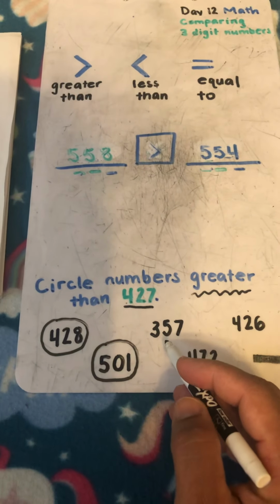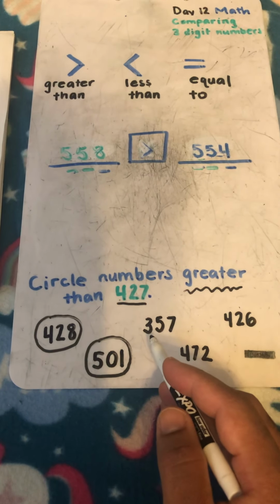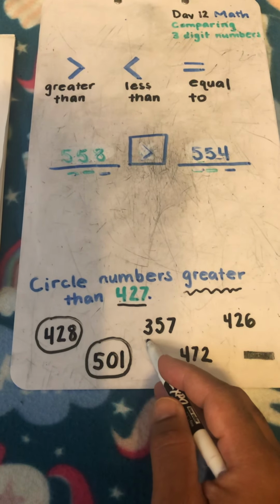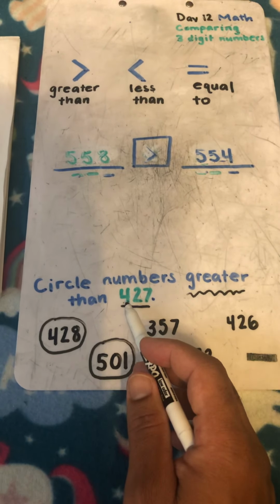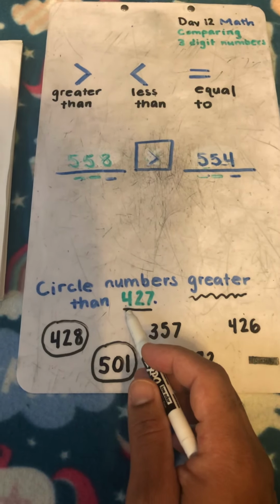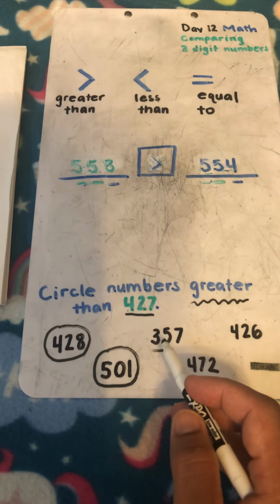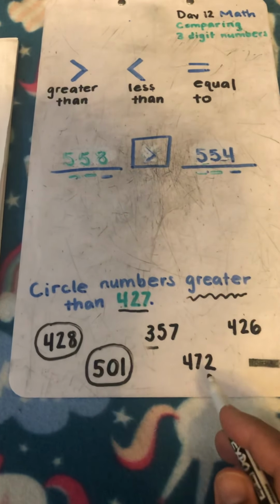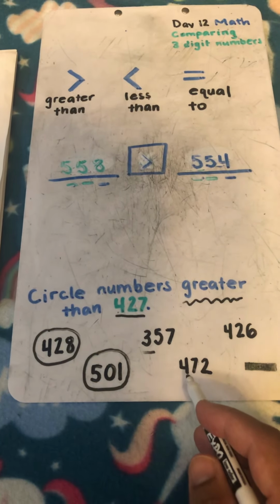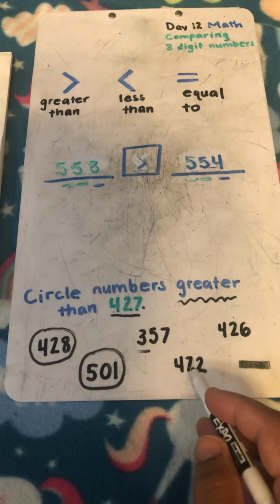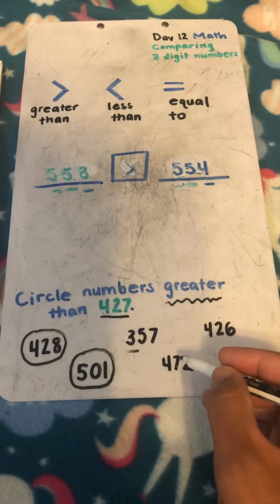My next value, 357. Well, this number only has 3 hundreds compared to our number 427 that has 4 hundreds. So this number is not greater than, it is actually less than. I'm not circling that one. Here, 472. Hundreds are the same, but more tens here. 7 tens compared to those 2 tens. I'll circle.